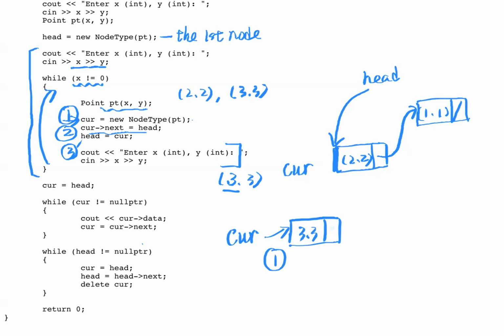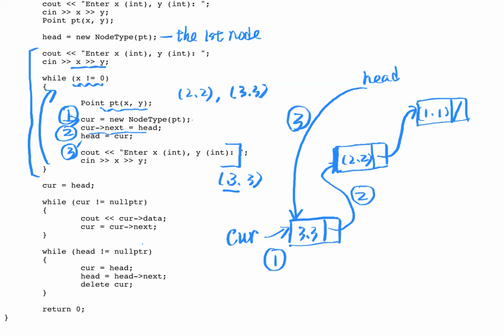We update the current next. The current next equal to head, step 2. Step 3, we update head. Head equal to current. Now we have 3 nodes in this linked structure.